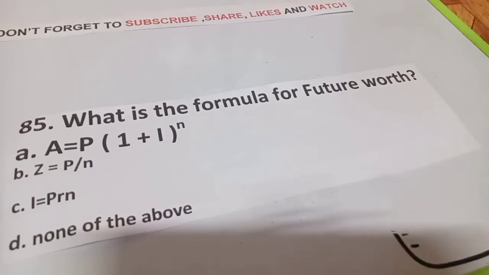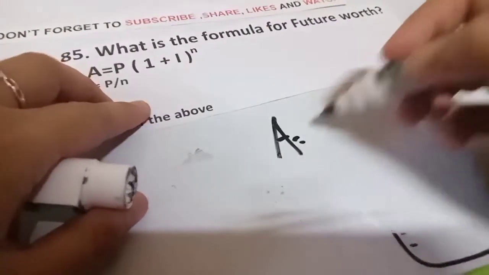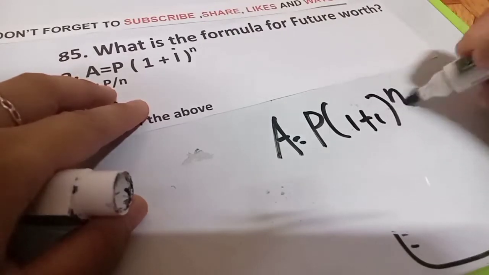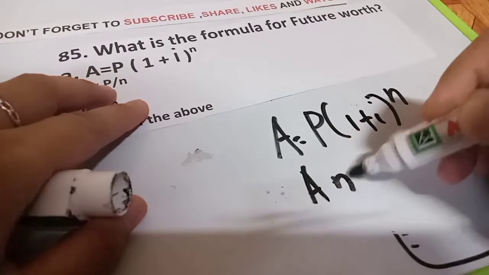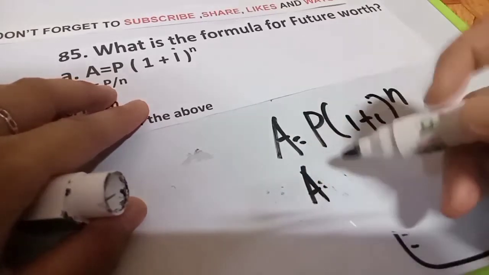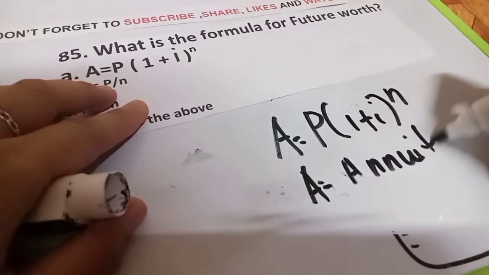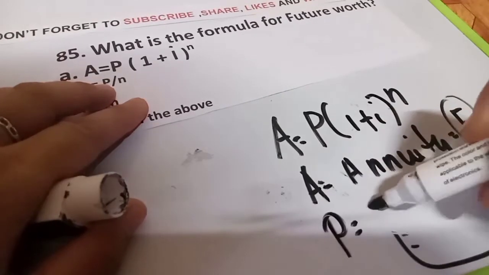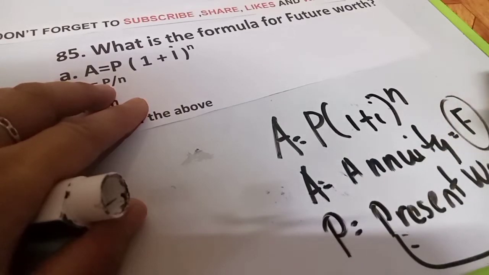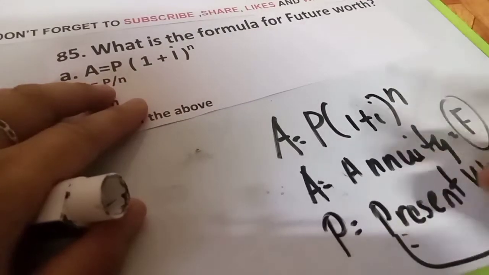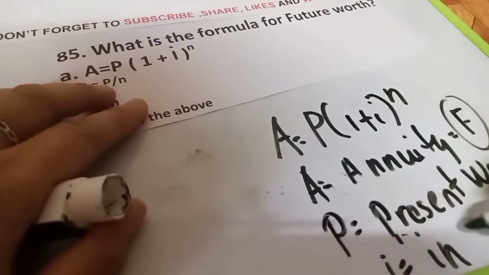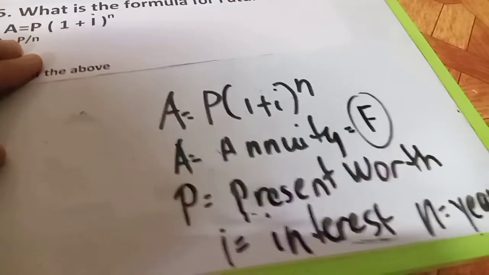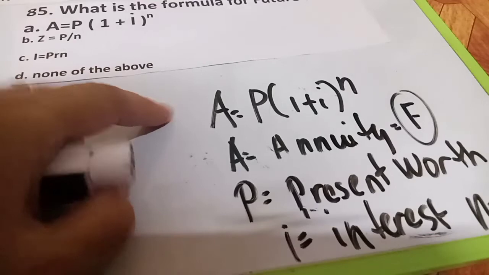So when we speak of the annuity, A equals P(1 plus i) raised to n, where A is the annuity, same as the F, in other words, this is the future worth. P stands for the present worth, where i is the interest, and then n is the number of years. Take note. So this is what you call the future worth.